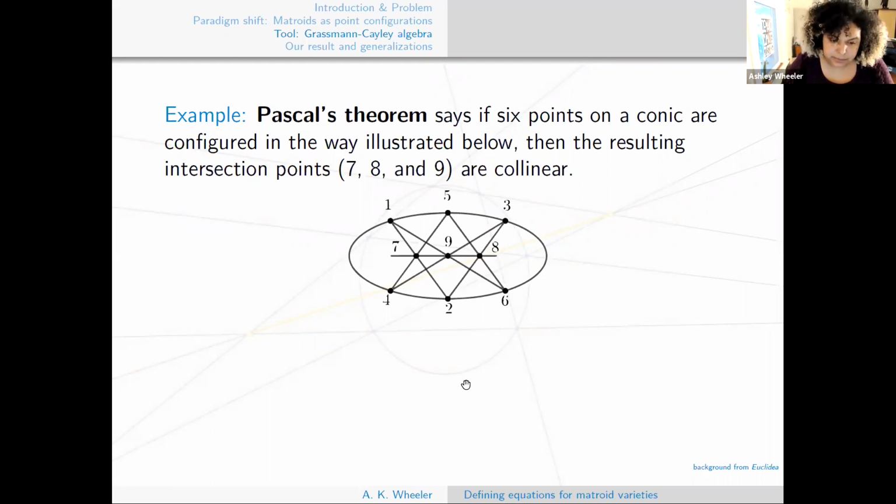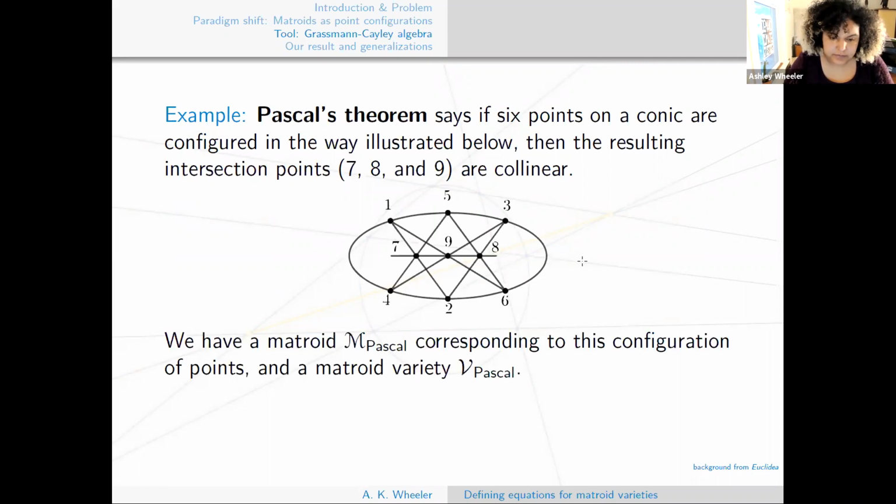But if you look at the picture, you have these intersection points: the line joining 1 and 2 intersects the line joining 4 and 5, giving a point. And then you have similar intersection points. And the conclusion of the theorem is that these intersection points are collinear. So it's a point configuration, and we have a matroid corresponding to the configuration, and a matroid variety, which I'll call V Pascal. And now I want to ask you, what is N Pascal for this matroid variety?